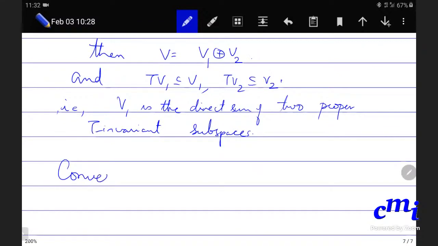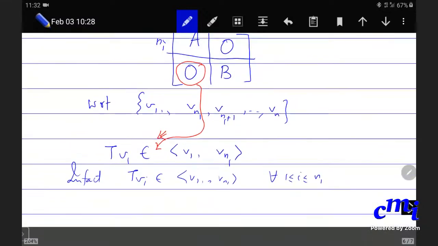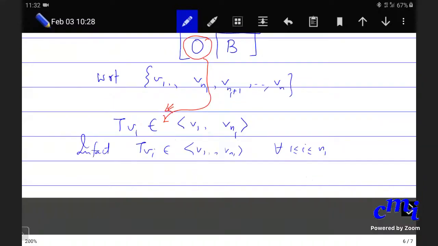Sir, could you scroll up for one? Yeah, okay, you could scroll. Is that fine? Yeah.